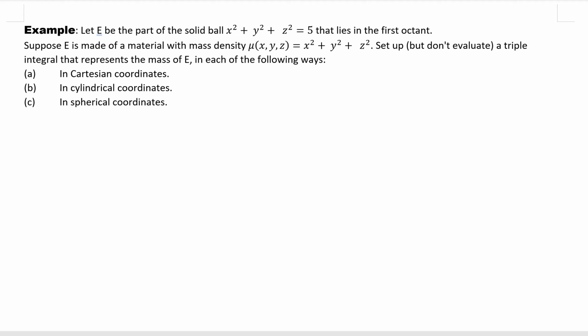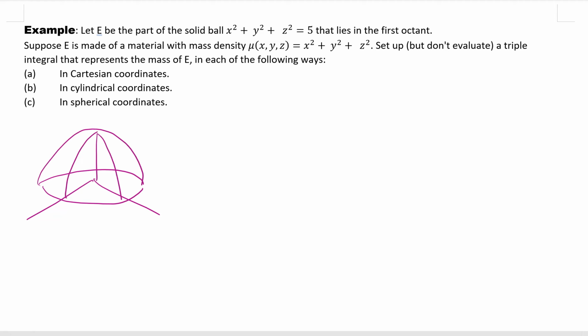Okay, so let's draw the picture. The solid ball lies in the first octant. So we have this ball, but we are only interested in the piece that lies in the first octant. I just want to draw the base circle, and then it's easier for us to set up the intervals.